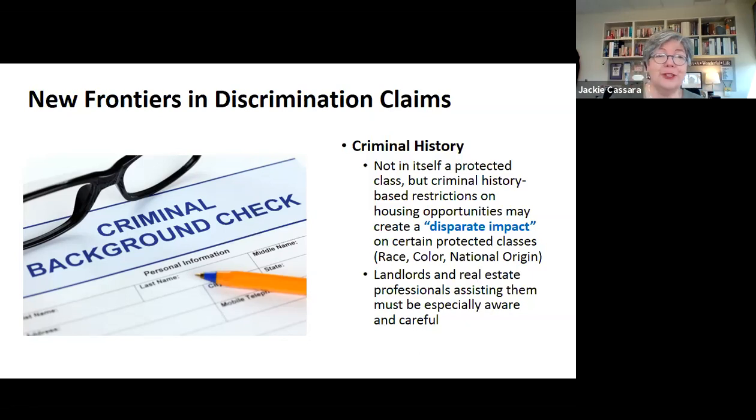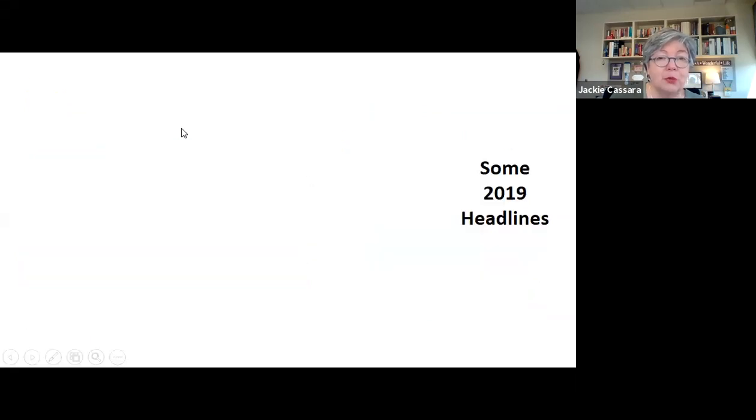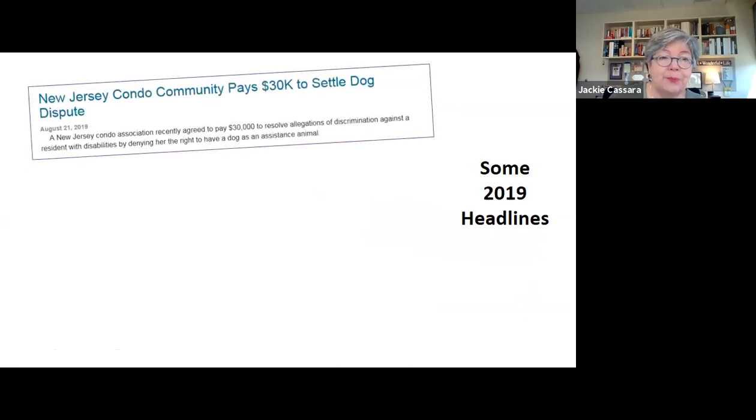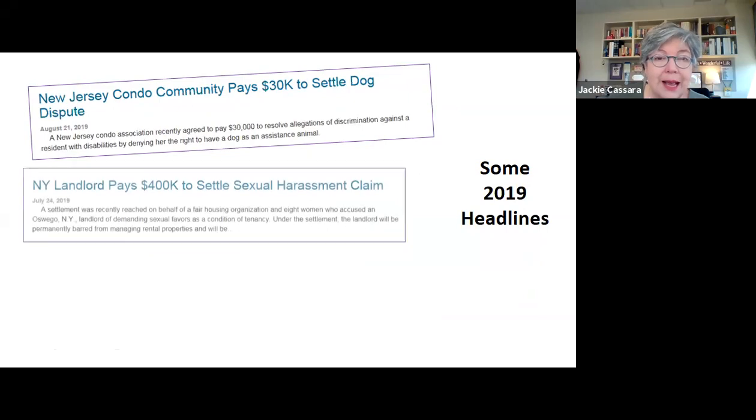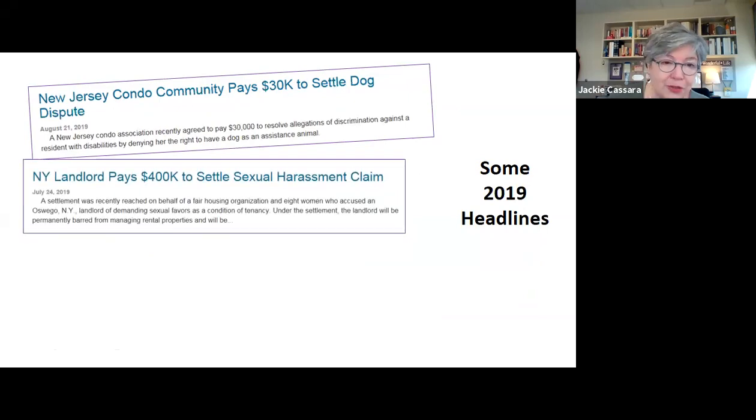So I call this one to your attention because it may very well be something that you encounter in the field and in your dealings with people who are seeking housing. Just to give you an idea of some of the headlines that came into play in 2019, a New Jersey condominium community paid $30,000 to settle a dog dispute where they had allegations of discrimination against a resident who had disabilities by saying that she couldn't have her dog as an assistance animal. Tons of those in the news.